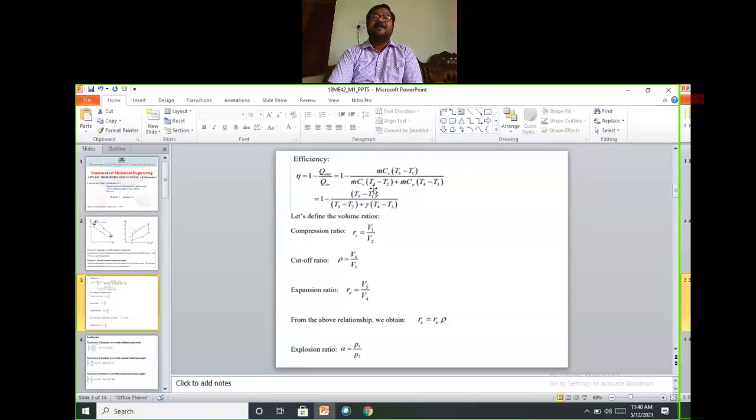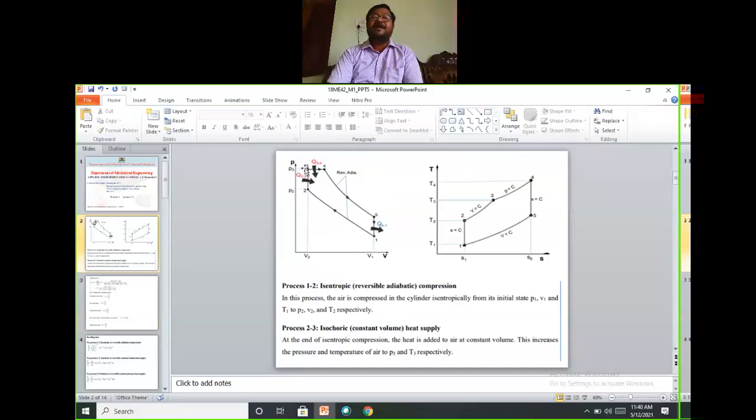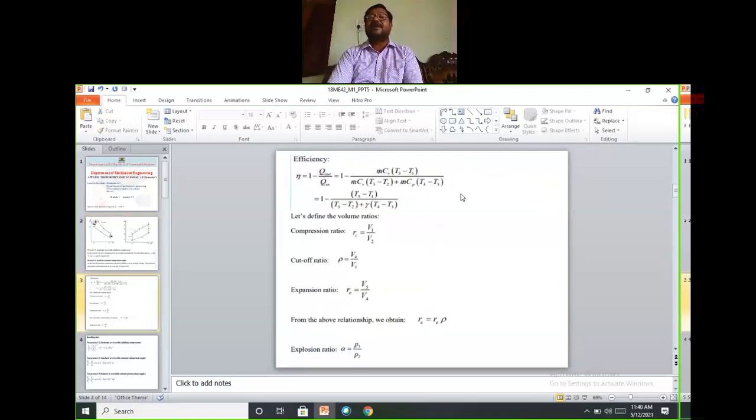Here there are two heat supplies. One is mCv (T3 minus T2) plus mCp (T4 minus T3). Here m gets cancelled. Cv, if you bring it to the denominator, it becomes Cp by Cv, which is gamma, as you all know.